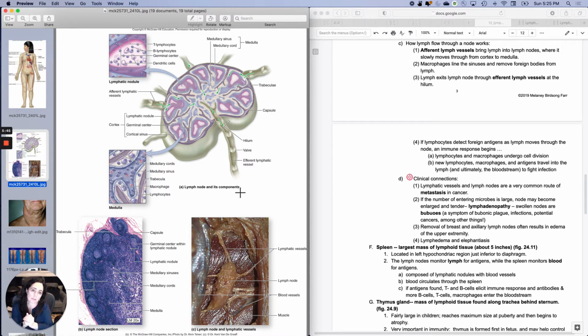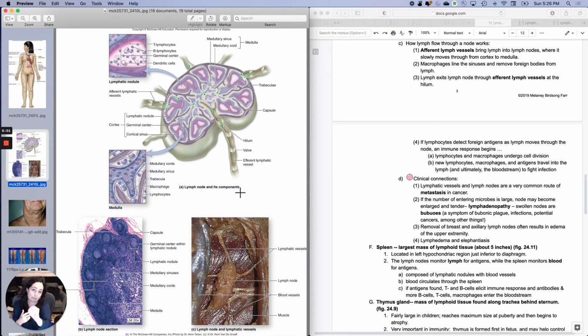So hopefully you are seeing that there's a heck of a lot of redundancy in the immune system, because now I've showed you that you have MALT, which might meet and respond to a pathogen. You have tonsils, which might meet and respond to a pathogen.